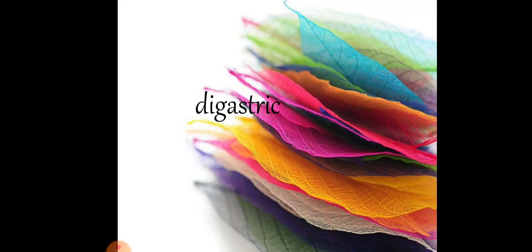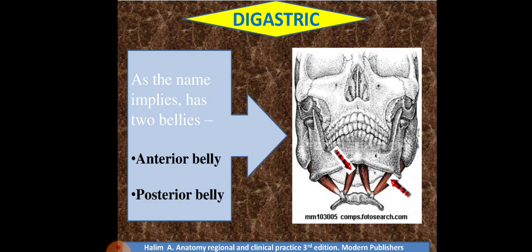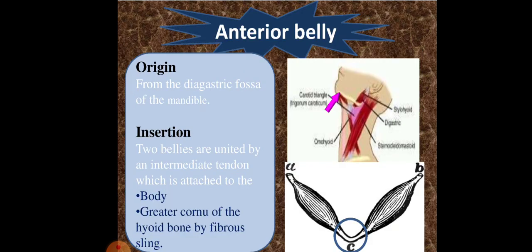Then we have the digastric muscle. This is a supplementary muscle, and as the name indicates, it has two bellies, that is the anterior and the posterior belly. The anterior belly arises from the digastric fossa, which we have discussed in the class of mandible. It is on the inner surface of the body. The two bellies are united by the intermediate tendon, and this intermediate tendon is attached to the body and the greater cornu of the hyoid bone. So the insertion is on the hyoid bone with the help of the intermediate tendon.